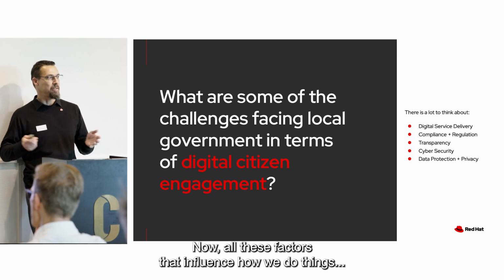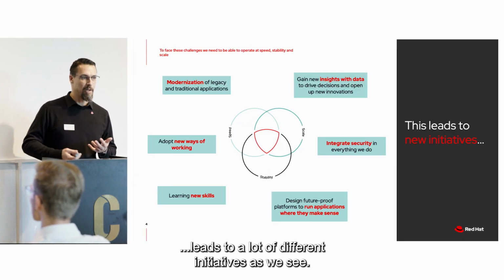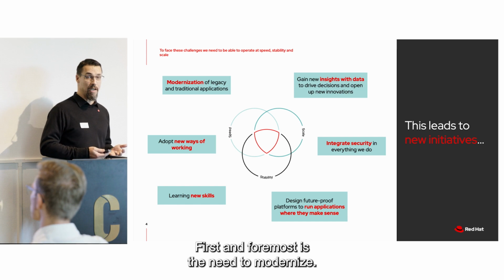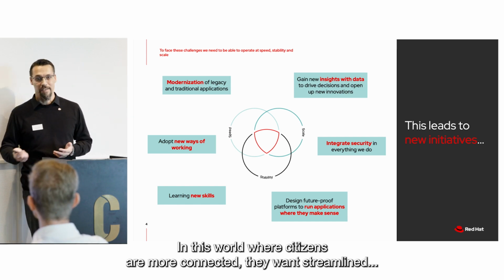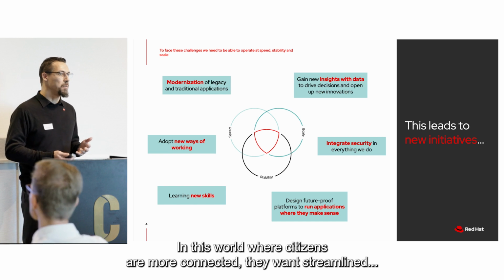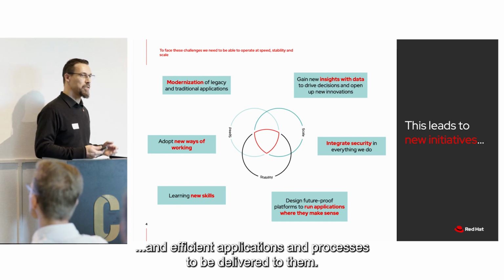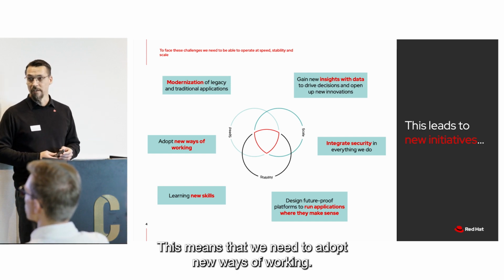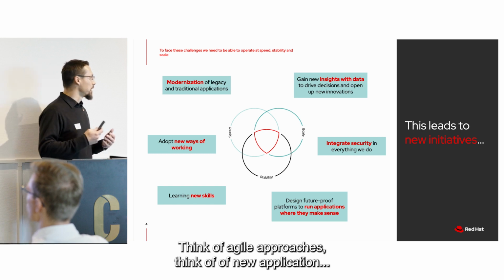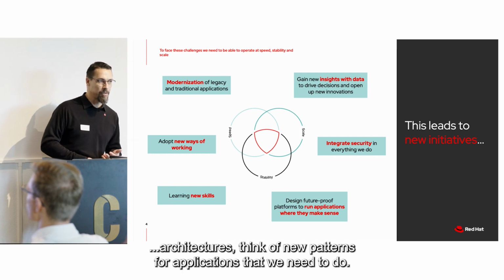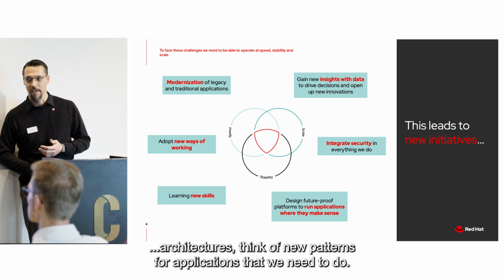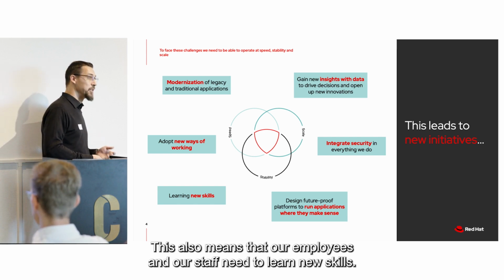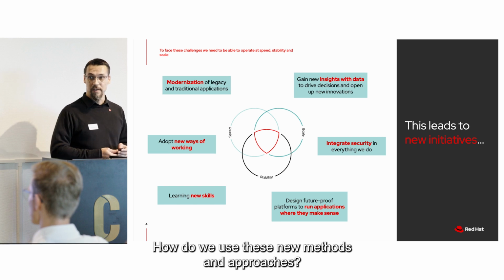Now, all these factors that influence how we do things leads to a lot of different initiatives, as we see. First and foremost is the need to modernize. In this world where citizens are more connected, they want streamlined and efficient applications and processes to be delivered to them. This means that we need to adopt new ways of working. Think of agile approaches, think of new application architectures, think of new patterns for our applications. This also means that our employees and our staff need to learn new skills. How do we use these new methods and approaches?